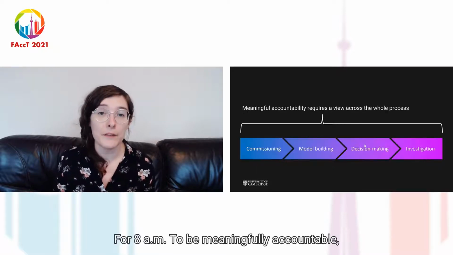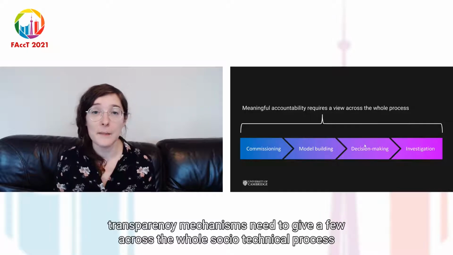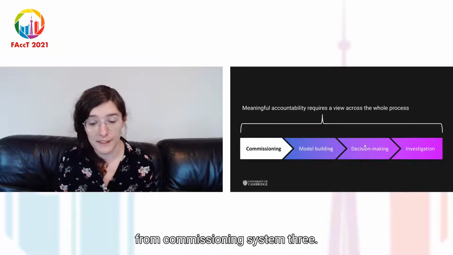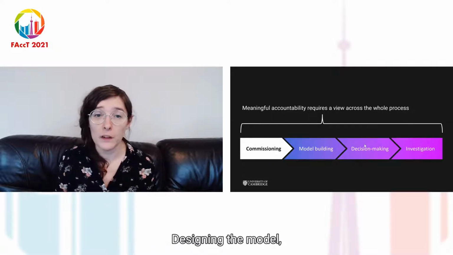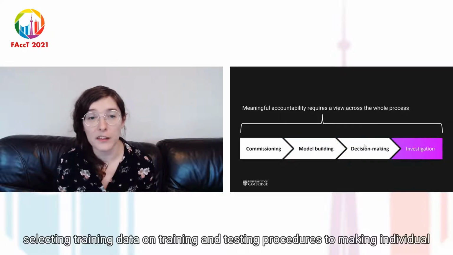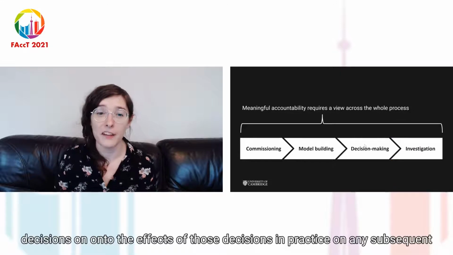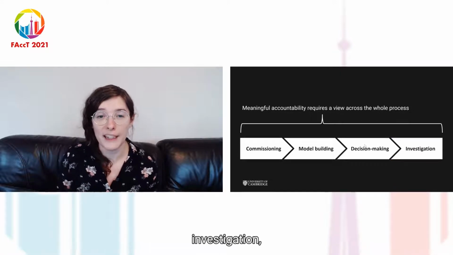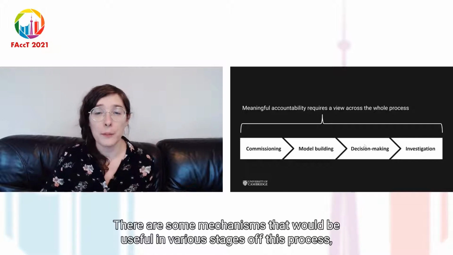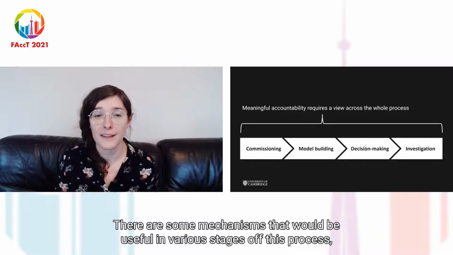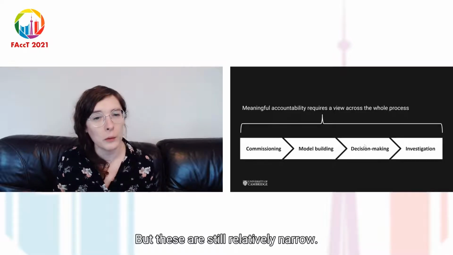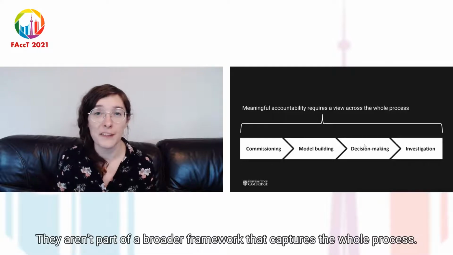For ADM to be meaningfully accountable, transparency mechanisms need to give a view across the whole socio-technical process, from commissioning the system, through designing the model, selecting training data, and training and testing procedures, to making individual decisions, and on to the effects of those decisions in practice and any subsequent investigation, assessment of functioning, or audit. There are some mechanisms that will be useful in various stages of this process, such as the data sheets or model cards I mentioned earlier, but these are still relatively narrow. They aren't part of a broader framework that captures the whole process.